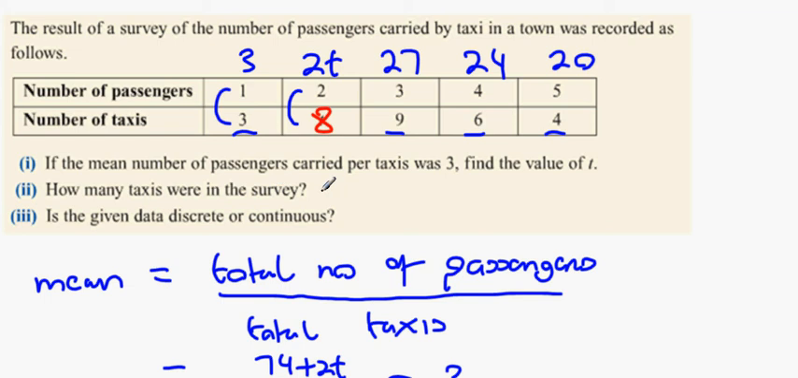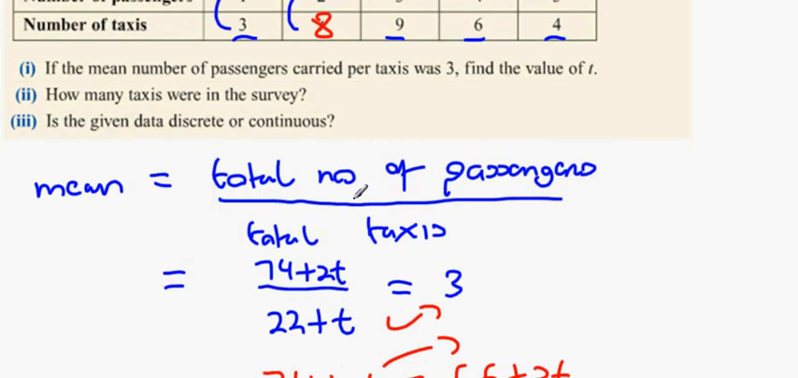How many taxis were in the survey? Well, I can just add them all up together now. It was actually 22 plus t. And that will now equal 30, because t equals 8.